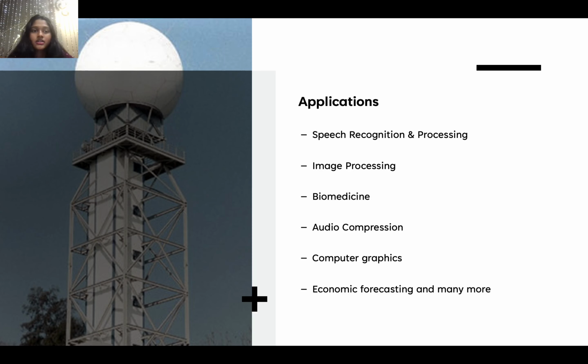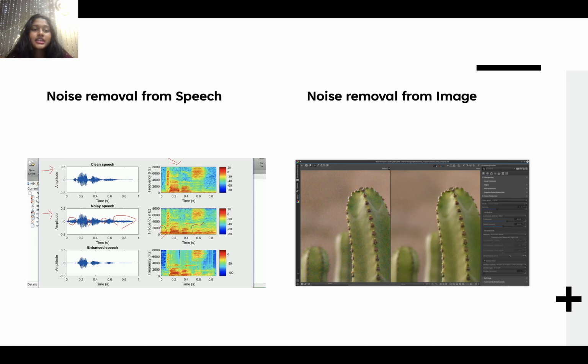Coming on to the applications, DSP is used in speech recognition and processing. It can be used in image enhancement and image processing. It is used in medicine, audio compression and audio and video compression, computer graphics, economic forecasting, and many more. Here we can see another implementation and application, that is noise removal from speech, and noise removal from image on the right side.